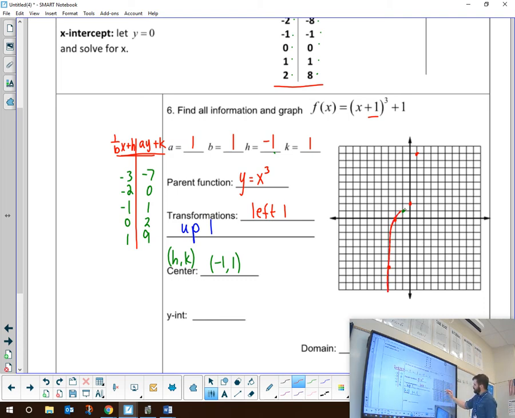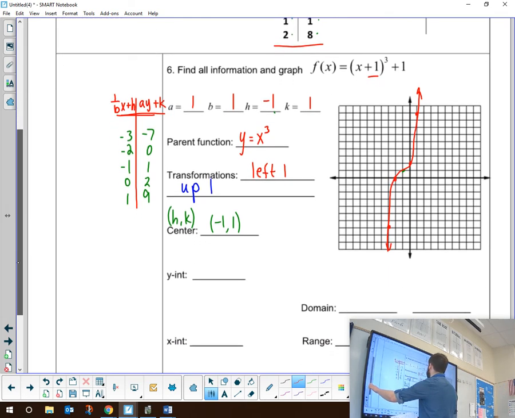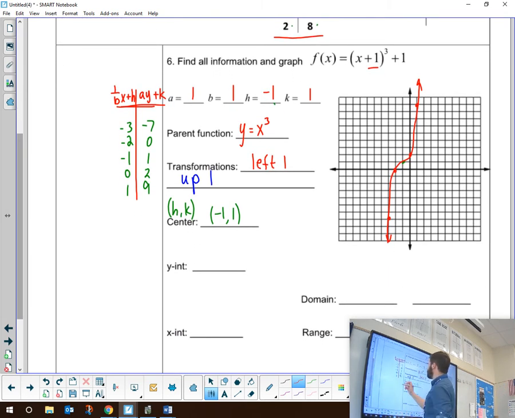So you can see how my graph is going to take shape now. It's going to go up like this, curve over, it has that kink in the middle, and then it's going to go back up. And by doing this, I have been able to find my x-intercept and my y-intercept. Look, my x-intercept is going to be right here at -2, 0. And my y-intercept is going to be right here at 0, 2.